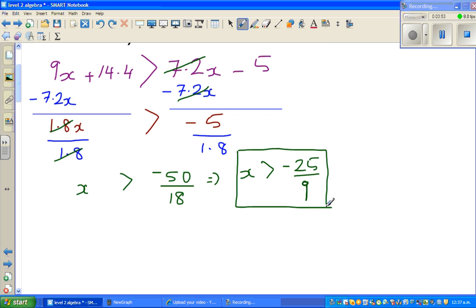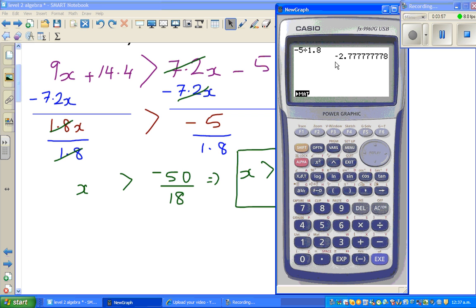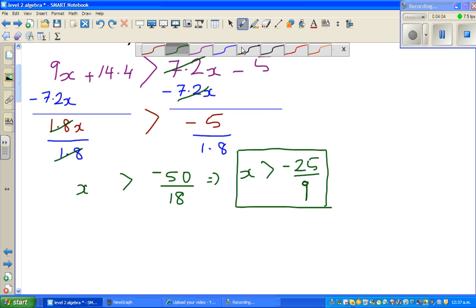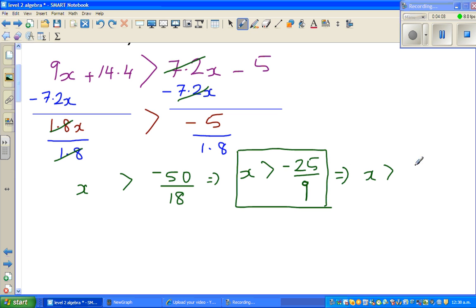Leave the answer as it is. So this is the answer, or this answer is also fine. If you want to write this as a fraction, this implies x is greater than minus 2 whole. 9 goes in, and you have got 18 and 7 ninths. 18 and 7 is 25. So this is your final answer.